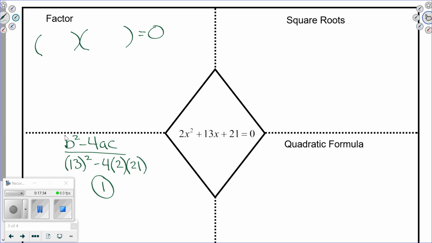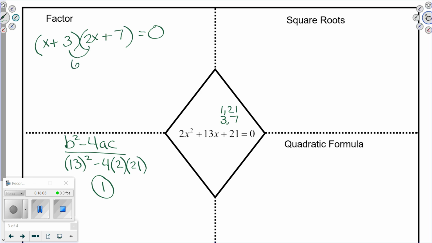Last one's positive. Are they both plus or both minus? Both plus. Options for A. 1 and 2. So 1x, 2x. Options for C. 1 and 21. Good. And 3 and 7. So you want to go 1 and 21 or 3 and 7? 3 and 7. You want to go 3 and 7 or 7 and 3? 3 and 7? So 3, 7.